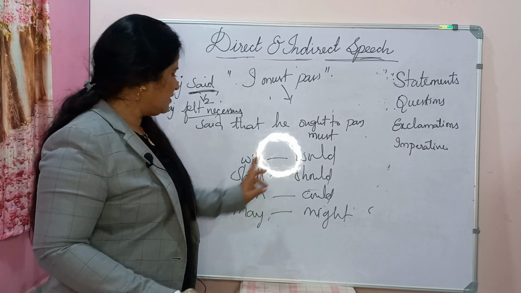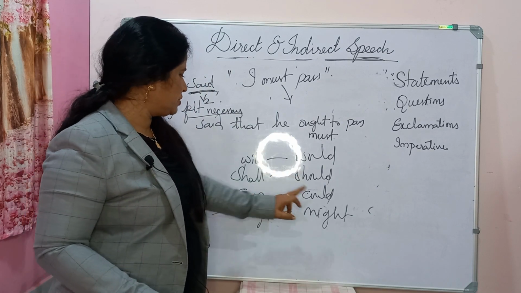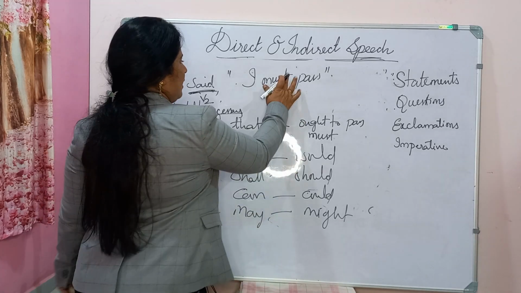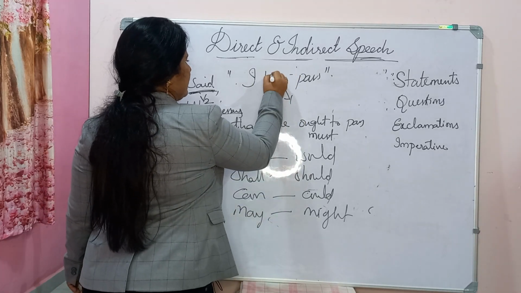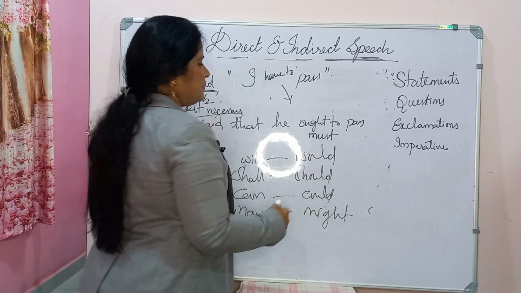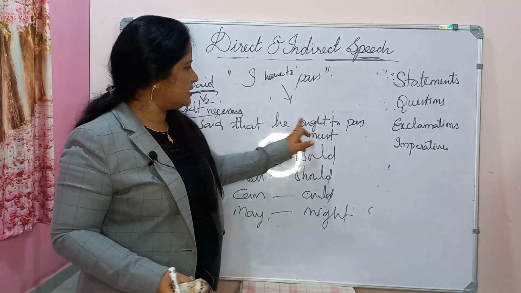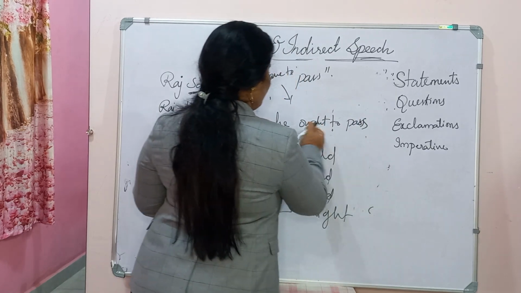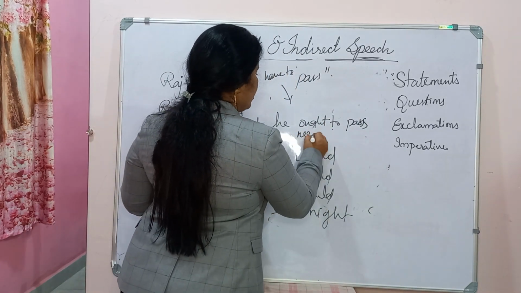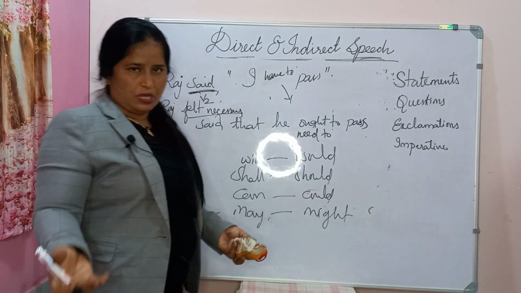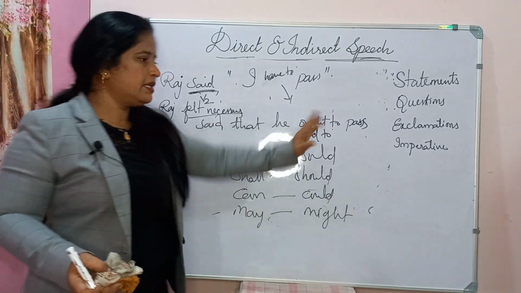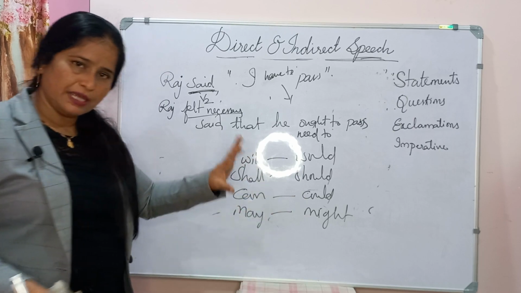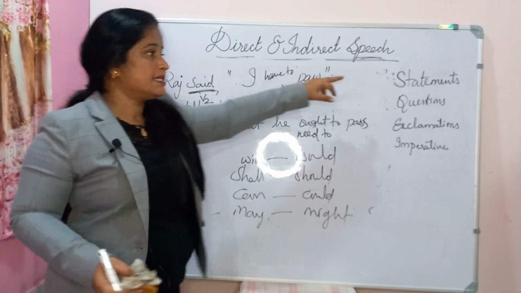So remember this: will changes into would, shall changes into should, can changes into could, may changes into might. Likewise, for example, if he says that I have to pass, then we can say that he ought to pass, or else we can say that he needs to pass. So Raju said that he needs to pass the exam. So likewise, these modal auxiliaries can be changed in the statements.